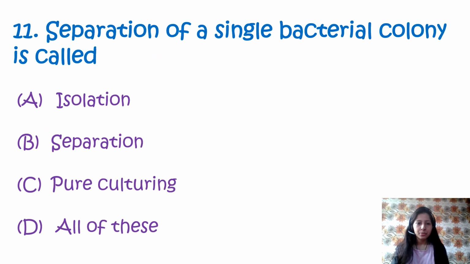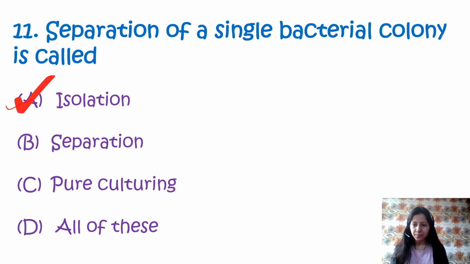Question number 11. Separation of a single bacterial colony is called option A isolation, option B separation, option C pure culture, option D all of these. Again an easy question. So separation of a single bacterial colony, it is known as isolation. That is option number A. Isolation क्या है? This is a process which is used to obtain a pure culture of bacteria from the mixed culture.